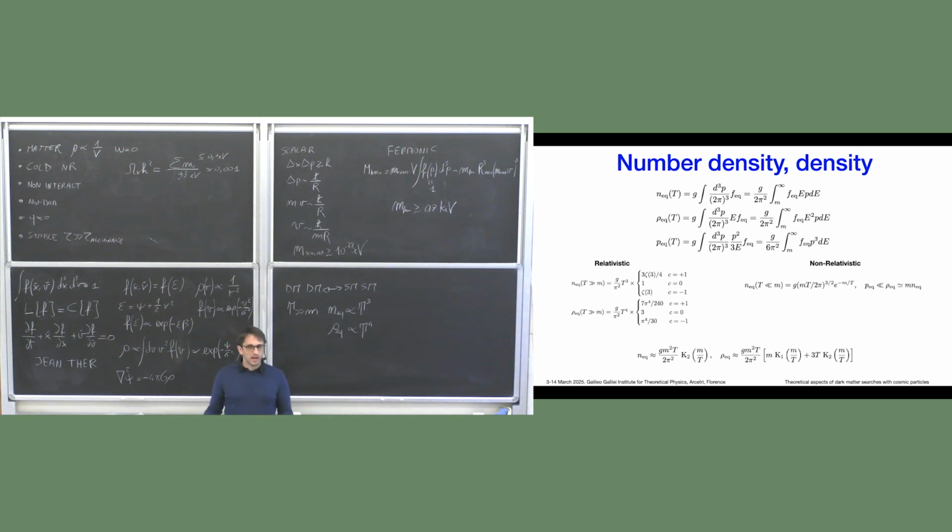But if you have a particle that becomes non-relativistic, so T much smaller than M, the density becomes proportional to T to the 3/2, but the most important thing is that you have this exponential factor. That works as a very large suppression of the number density. And this will be very, very important when dark matter becomes non-relativistic.